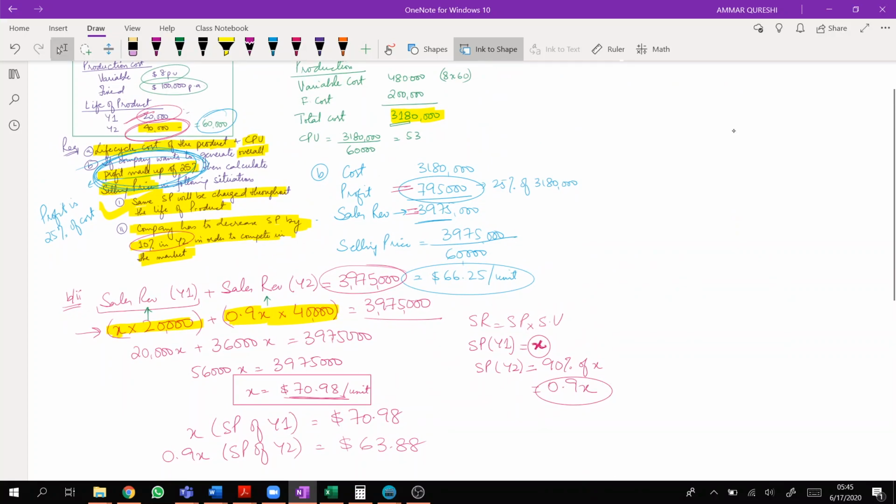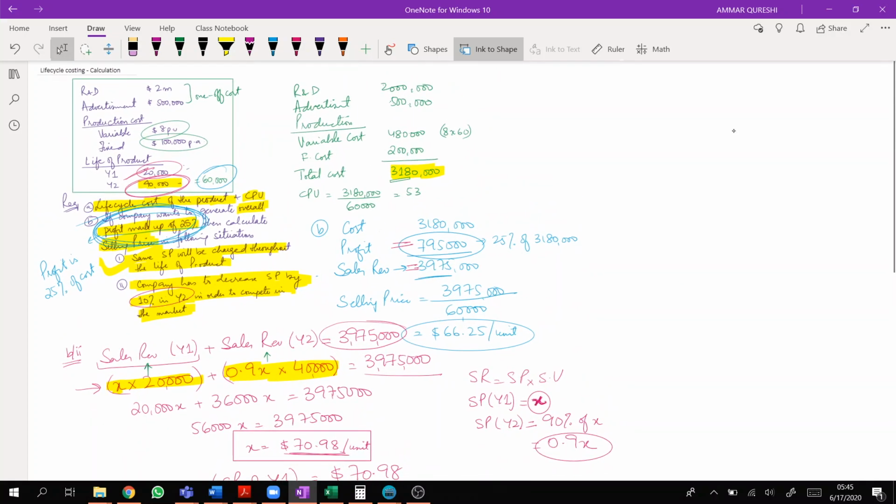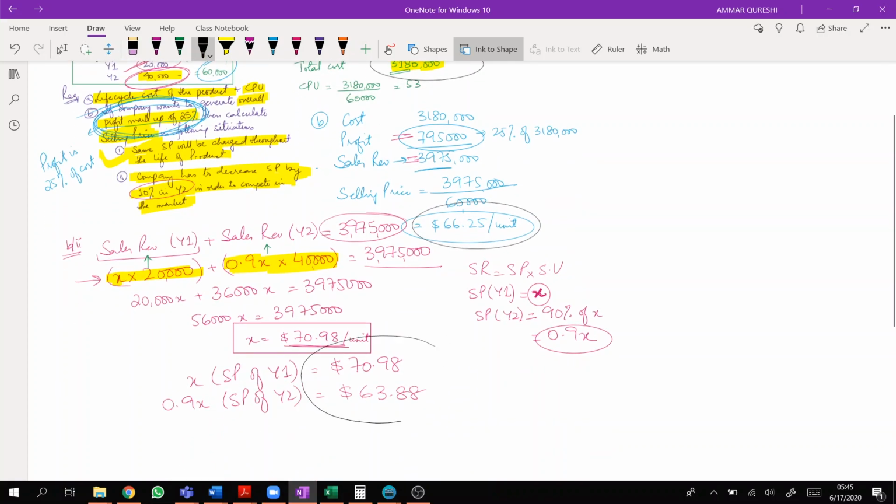I mean, we discussed three things. First is how to calculate total cost. Second is how to calculate selling price if you are charging the same selling price throughout the life of the product, and how to calculate selling price if you want to charge multiple selling prices throughout the life of the product. Let me give you another example, right? I'm just trying to tell you how to make this equation, because this equation is very important.